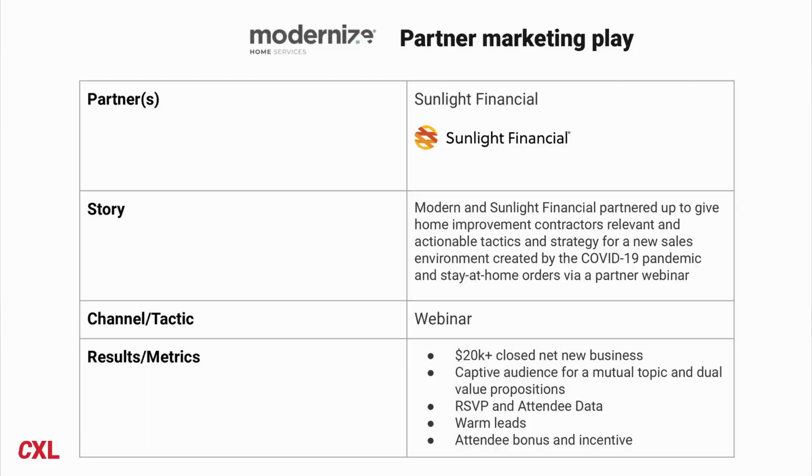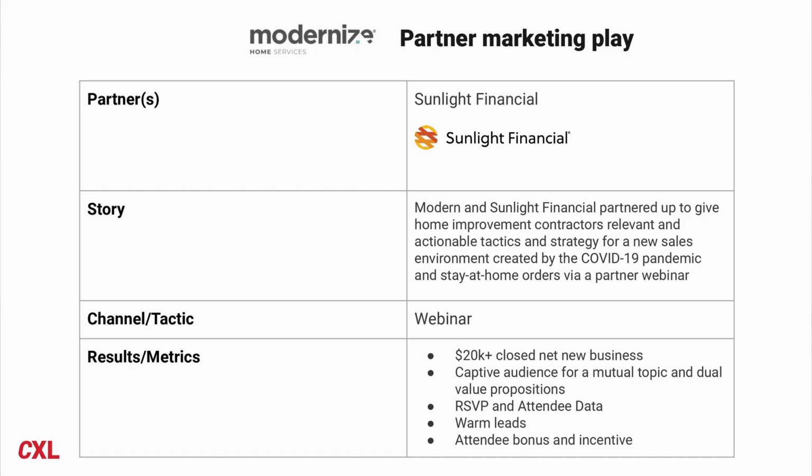Like we did last time, here is our partner marketing play, or our matrix, to dive a bit more into the strategy. So Modernize Home Improvement is the company, the partner is Sunlight Financial, and the story is that Modernize and Sunlight Financial partner to give home improvement contractors relevant and actionable tactics and strategies for a new sales environment created by the COVID-19 pandemic and stay-at-home orders through a partner webinar.